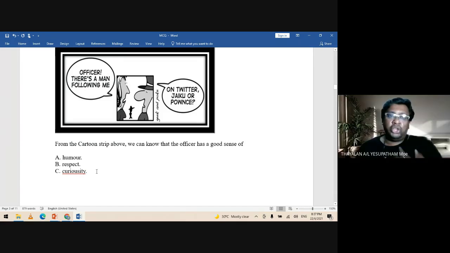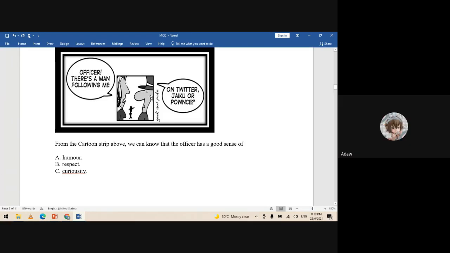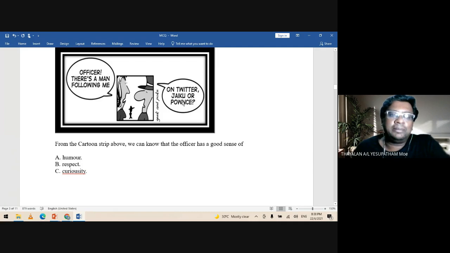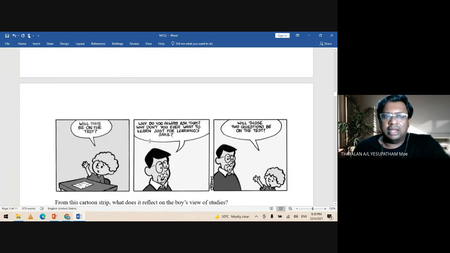Curiosity is the feeling that I would want to know why. What is this happening? But here, look at the officer. Let me explain. The guy says, "Officer, there's a man following me." So the officer says, "On Twitter, Jaiku or Pounds." So he's trying to be funny. So he has a good sense of humor. So the answer is A. Now, let's look at this one.